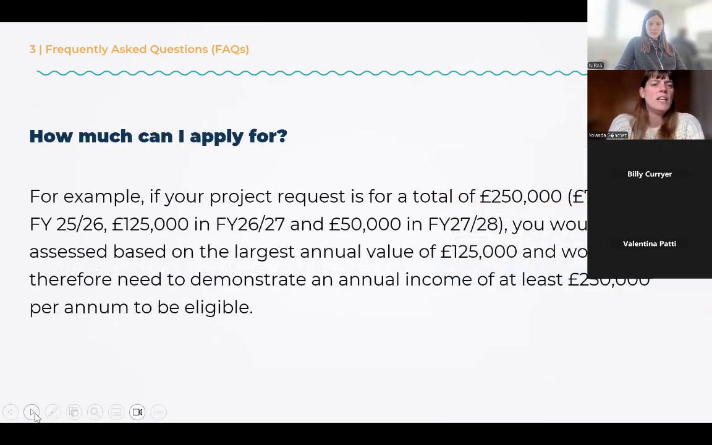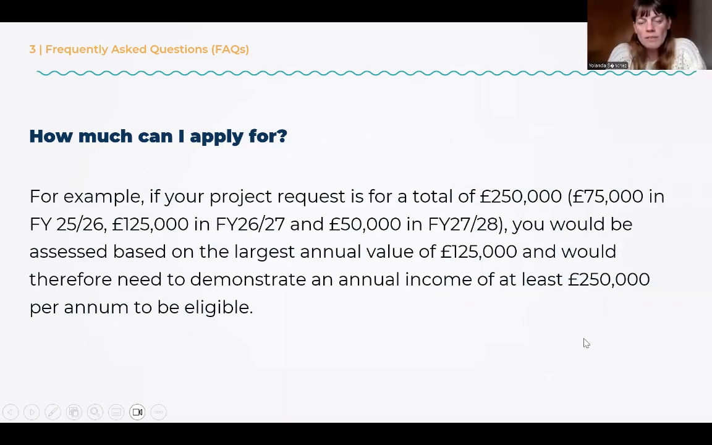So if your project request is for a total of 250,000, and you are asking for 75,000 in the first year, 125,000 in the second year, and the third year is going to be 50,000, you have to use the biggest amount that you have in these years. So you will be assessed based on the largest annual value of 125,000. And that means that you need to demonstrate double that amount, so 250,000 in total. Let's go to the next slide, please.